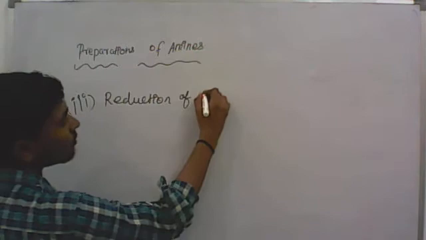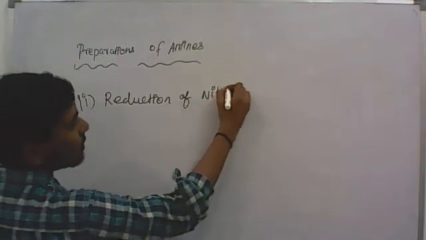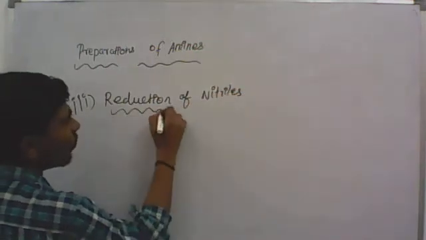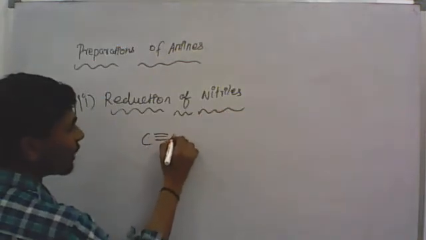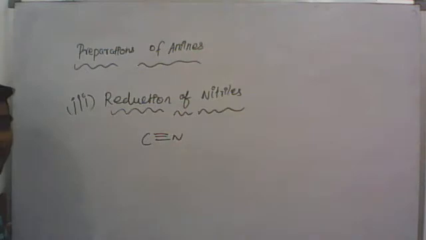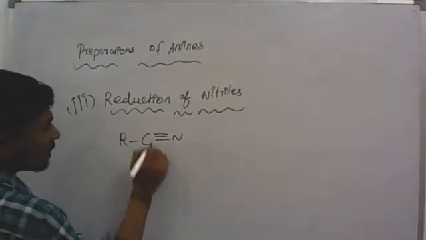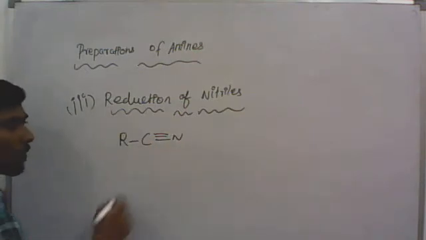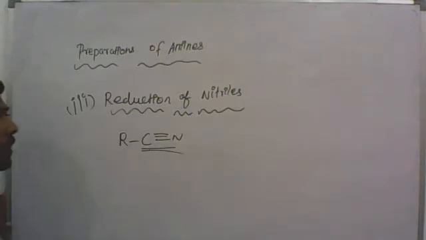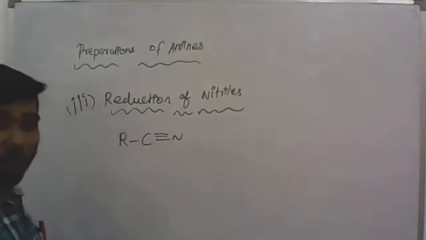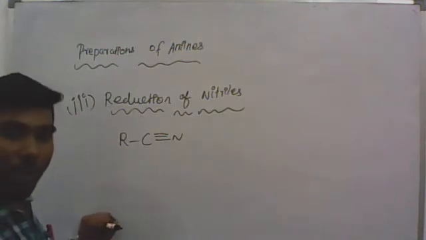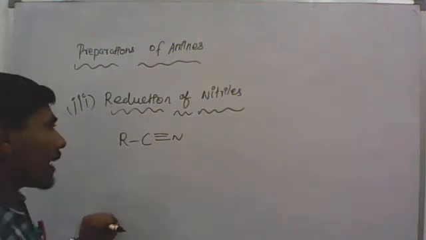Reduction of nitriles. So, what do you mean by nitriles? C triple bond N. This is known as a nitrile. Generally we call it a cyano group. When it acts as a functional group, we call it a nitrile. Reduction means addition of hydrogen or removal of oxygen.